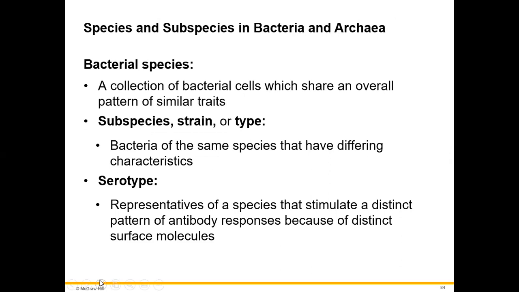Species and subspecies of bacteria and Archaea. A bacterial species is a collection of bacterial cells which share an overall pattern of similar traits. A subspecies, strain, or type are bacteria of the same species that have differing characteristics. A serotype is a species that stimulates a distinct pattern of antibody response because of distinct surface molecules.